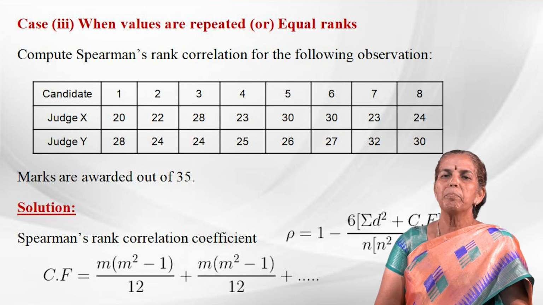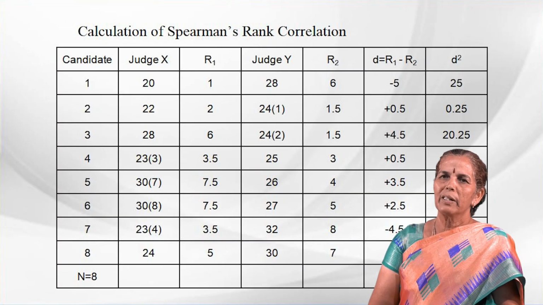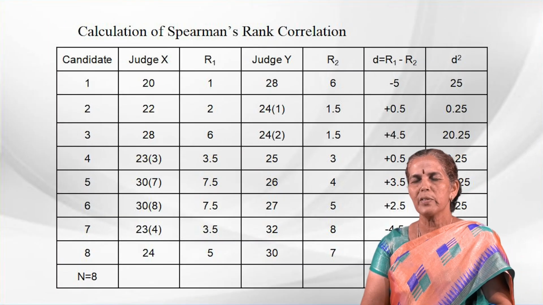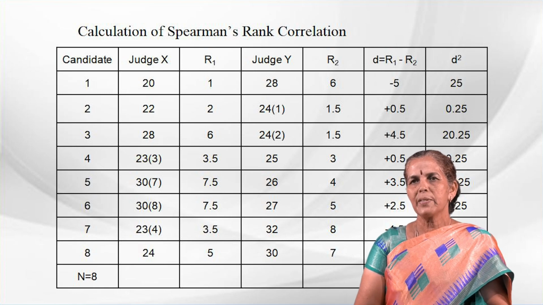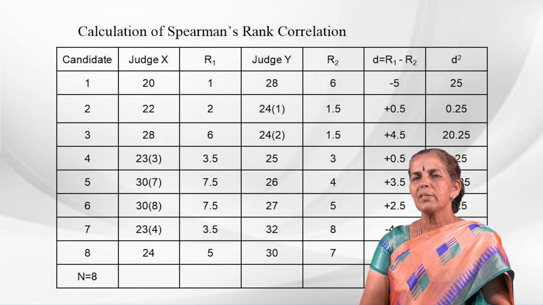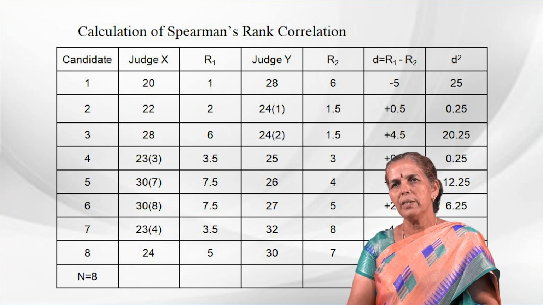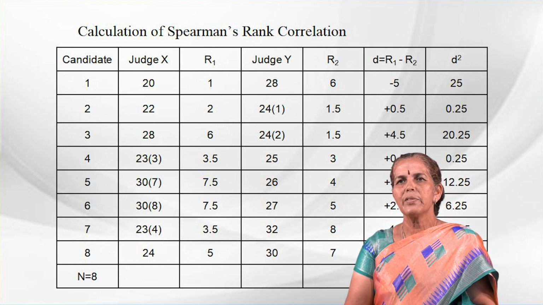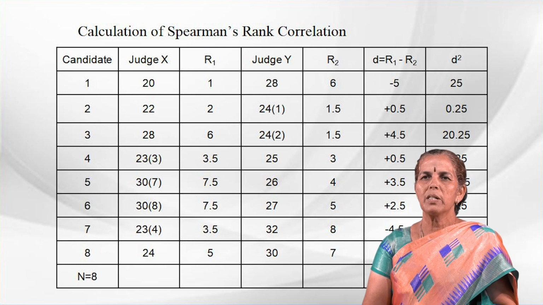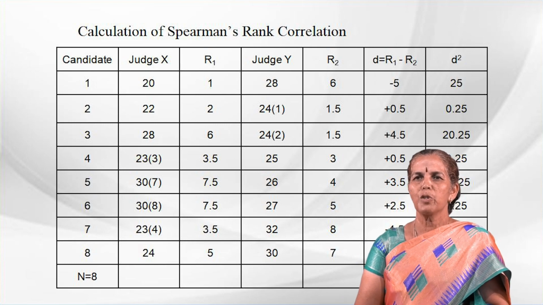How many values are repeated? So 8 candidates are given. You write the candidate numbers. Next, the marks of the judges. Here you see that in the marks of judge X, 23 is repeated: 20, 22, 38, 23, 30, 30, 23, 24.